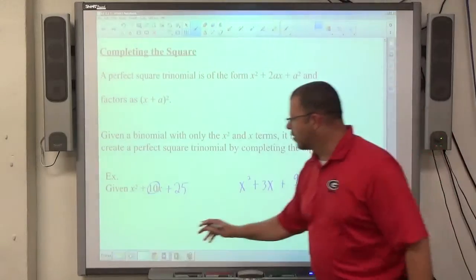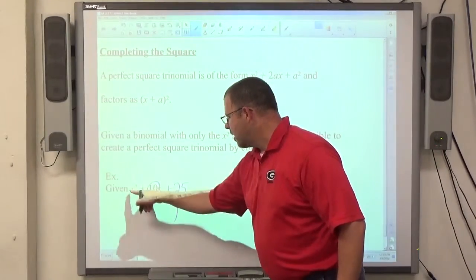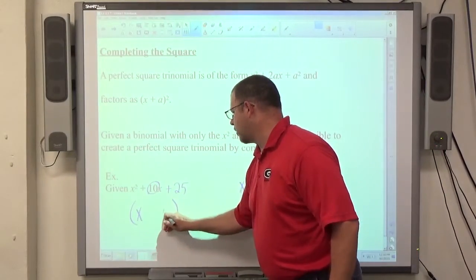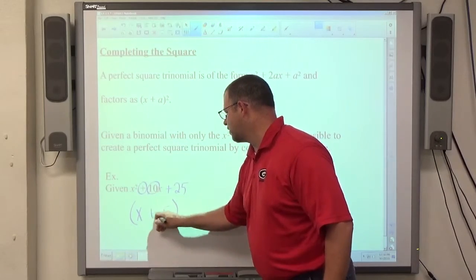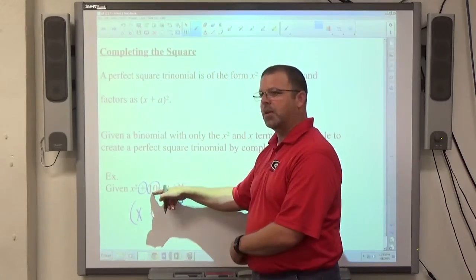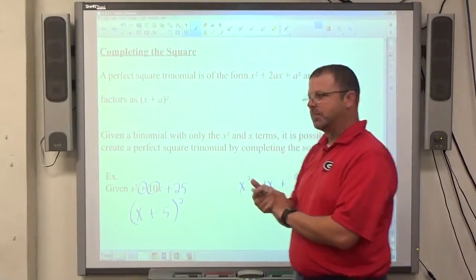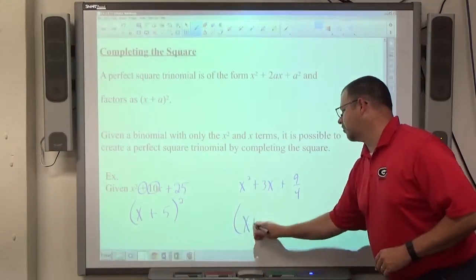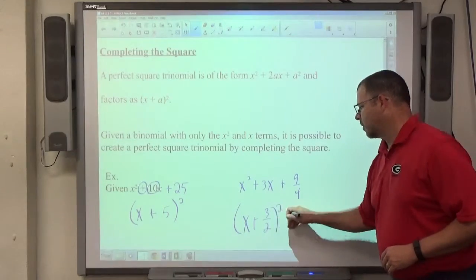All right? As far as factoring this is concerned then, the square root of x squared is x, the square root of 25 is 5, the sign of this is plus, and you square it. Or just 5 times 5, 5 plus 5, right? So x plus 5 squared. All right, this would be x plus 3 halves squared.